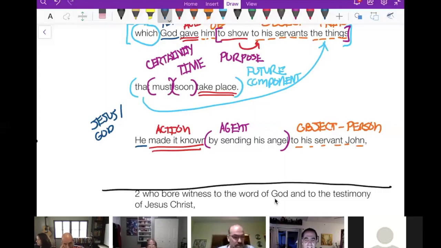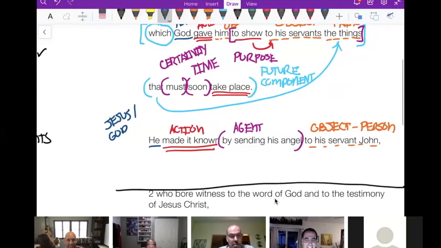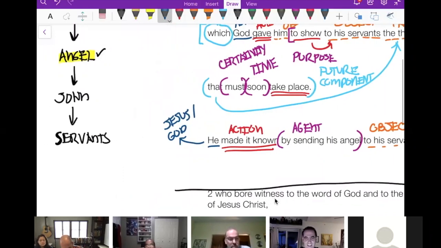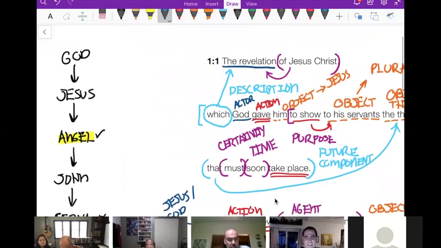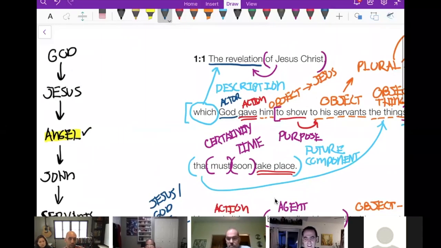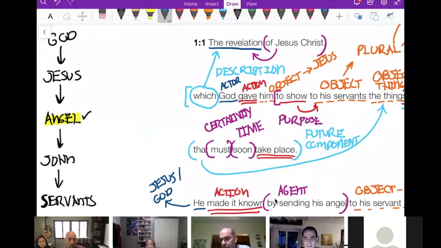The angel? Well, it couldn't be the angel because the angel's the agent. I would suspect that the original source is in God himself. And so the he, this is a grammatical point, always goes back to the nearest antecedent. So the he would go back to here, which is God.